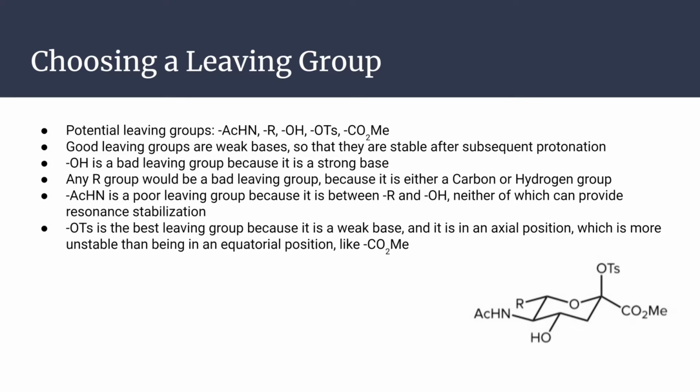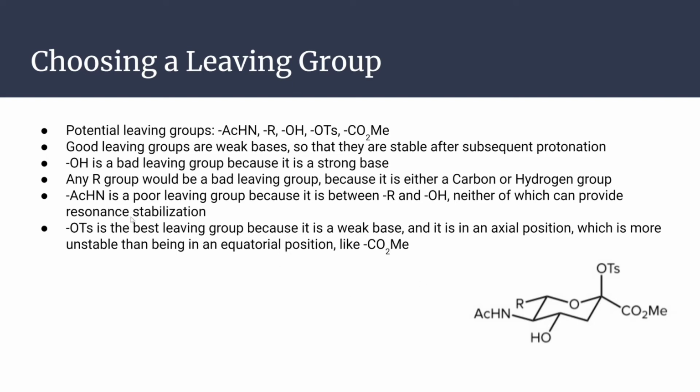So a good leaving group is a weak base so that they're able to be stabilized after subsequent protonation, or they just combine with something that has a positive charge. So first of all, the hydroxyl group is a bad leaving group because it's already a strong base on its own. So that's not one that we would want to choose. Any R group, like this one in the equatorial position, would be a bad leaving group because an R group is just like a carbon group or some kind of hydrogen group. That's not going to be stable on its own with a negative charge.